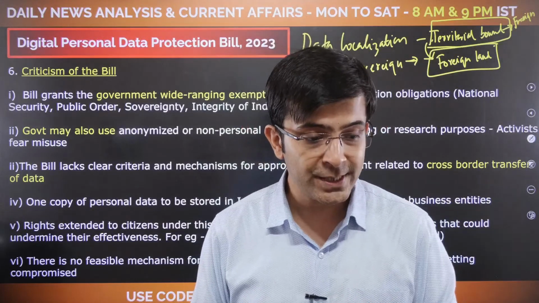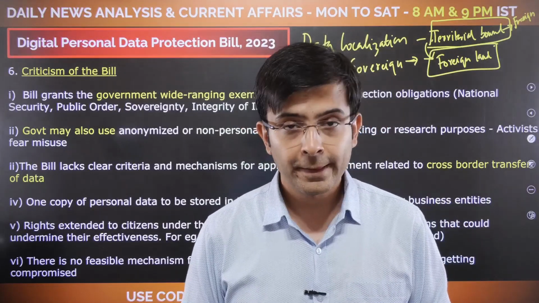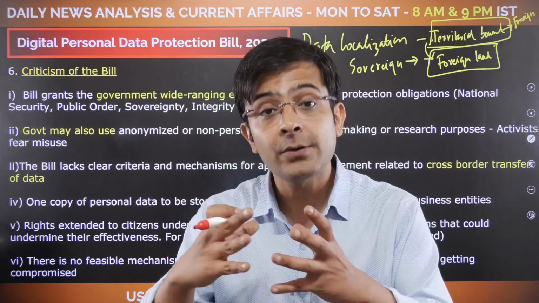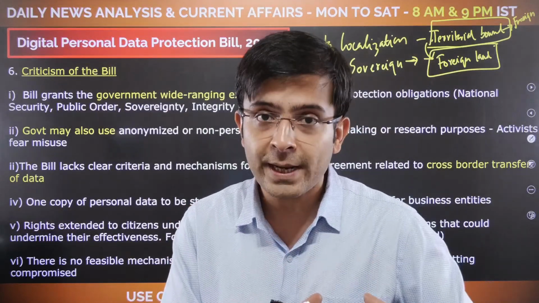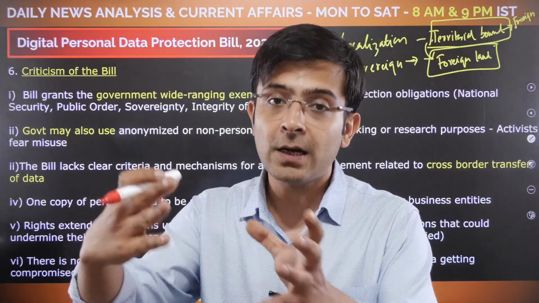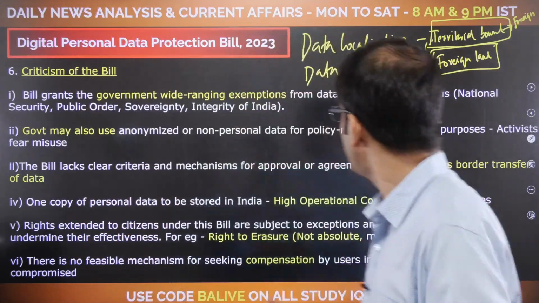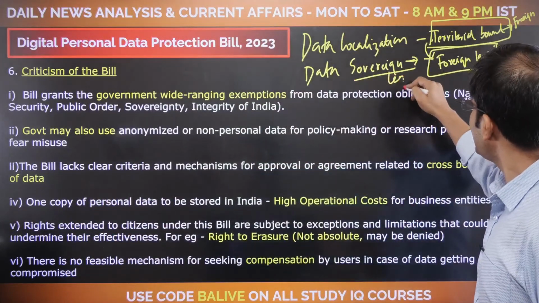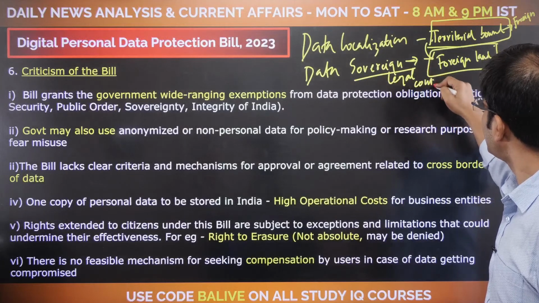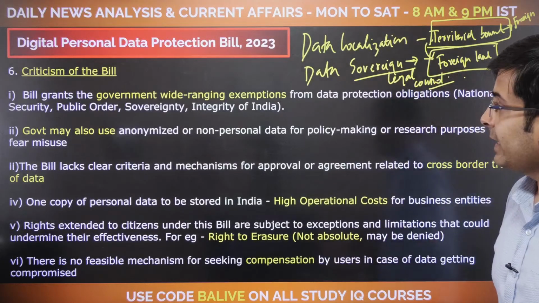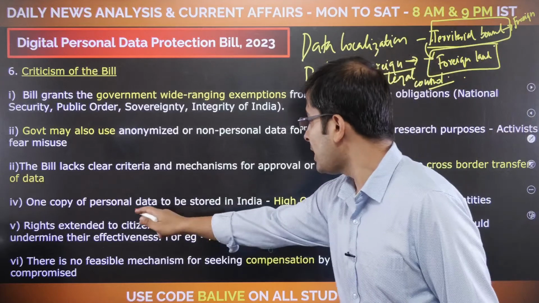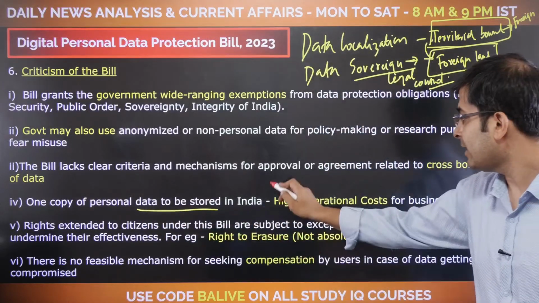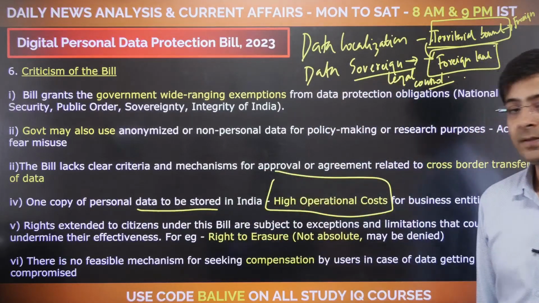Data is the new oil. You must have heard, no? New oil, right? So that's about it. It's about the control of the data, not just the physical location, but also the legal control of it. Okay. So the data sovereignty is about the legal aspect, the legal control of data. All right. So now let's look at it. One copy of personal data to be stored in India, which means higher operational costs.